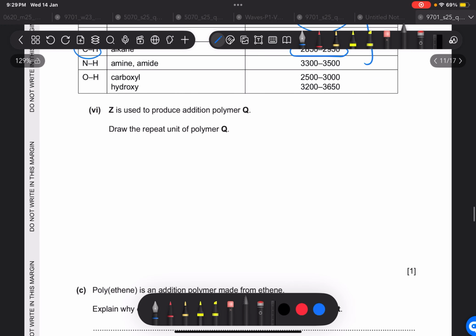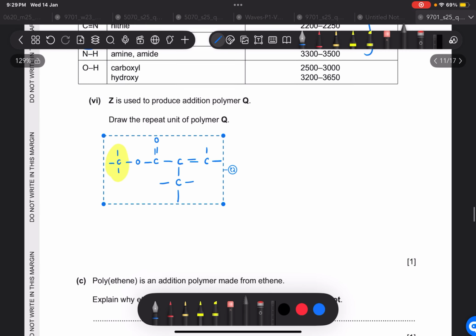Okay, good. No, paste. Yeah, so that's my structure.